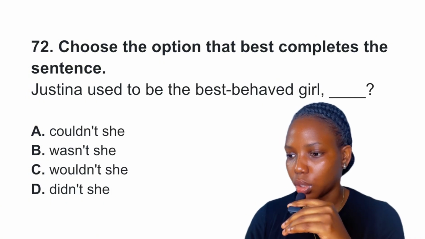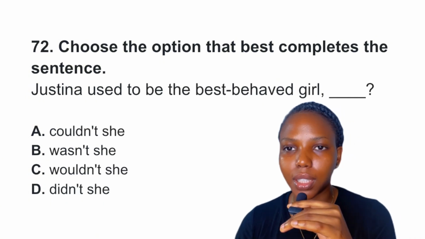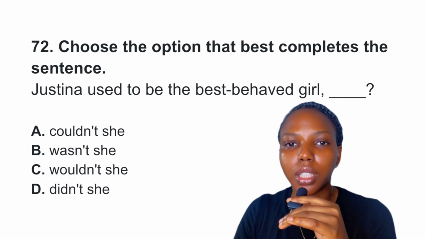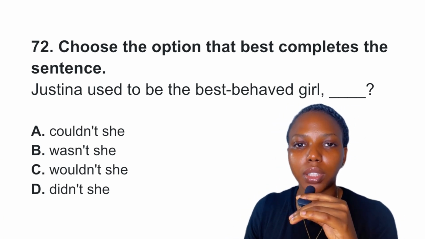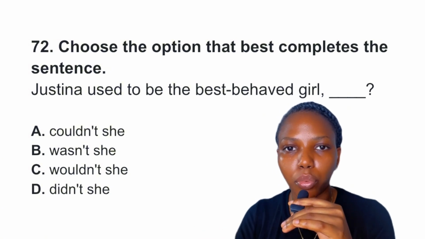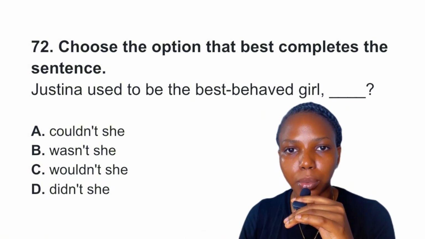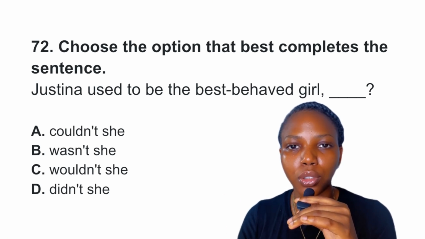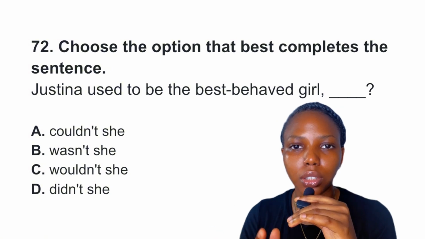Question 72. Choose the option that best completes the sentence. Justina used to be the best behaved girl. This question is related to tag questions, so you are meant to complete the statement with a tag question. When you are solving tag questions, two things are important: the subject and the verb. For the subject, you have to change it to its pronoun form if the statement does not have it as a pronoun. So for this one, we would change Justina to she.